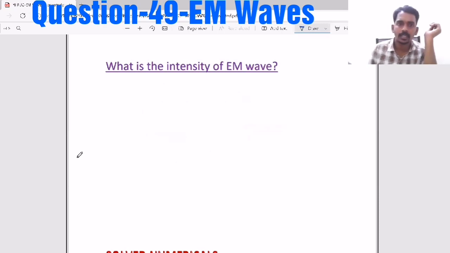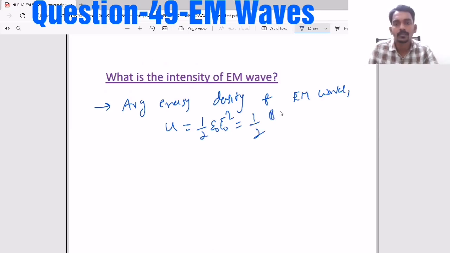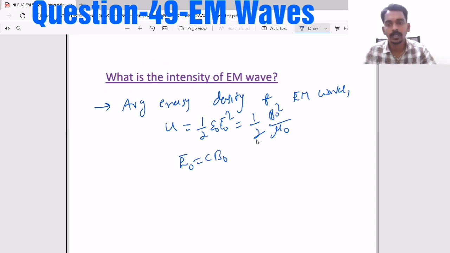Now, the next thing is, what is the intensity of an electromagnetic wave? See, the average energy density of an electromagnetic wave is given by half epsilon naught E naught square or half B naught square by mu naught, where E naught equal to C B naught. So that is the relation between the amplitude of the electric field and the magnetic field.